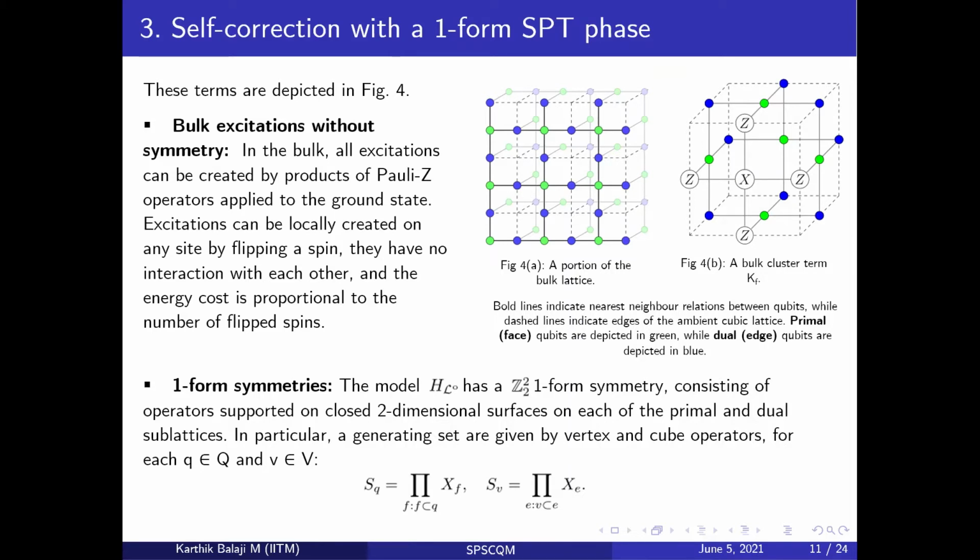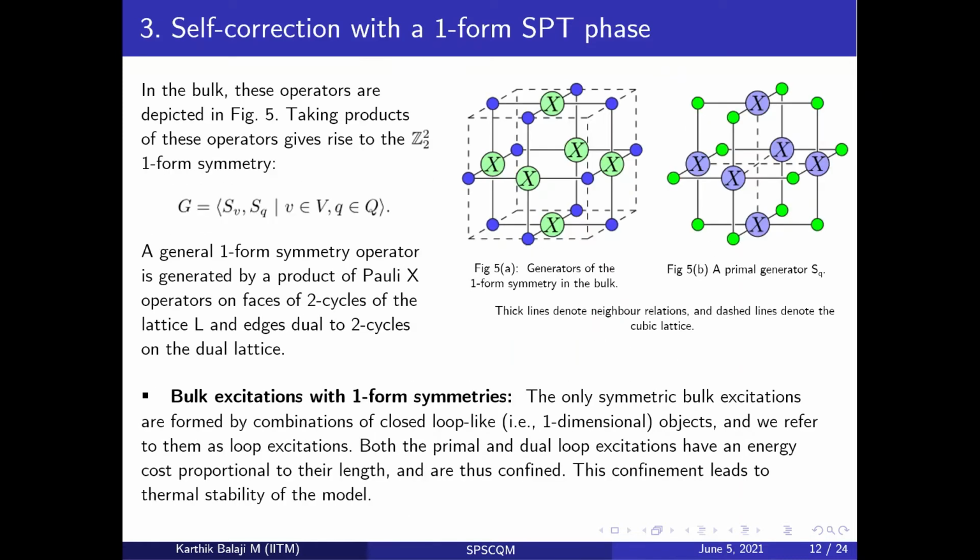Now the model H_L0 has a Z2 one-form symmetry consisting of operators on closed two-dimensional surfaces on each of the primal and dual sublattices. A quick side note here: primal here means face and dual means edge. So primal and dual sublattices are the face and edge sublattices for each of the closed two-dimensional surfaces on the lattice. In particular, a generating set is given by the vertex and cube operators given in this equation here for SQ and SV. And these operators are depicted in figure 5.